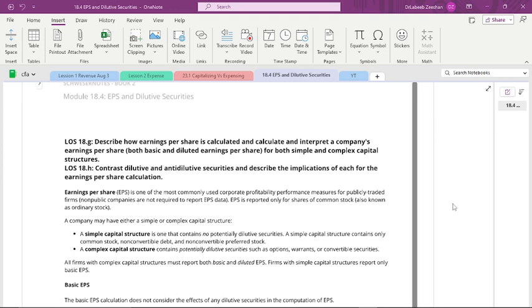This is with reference to CFA Level 1 accounting part, and today we are going to have a session on earning per share and diluted earning per share.